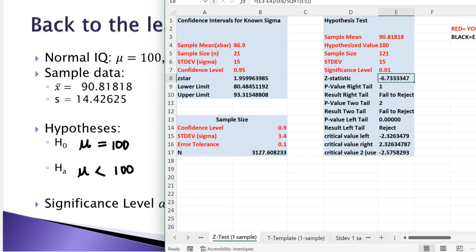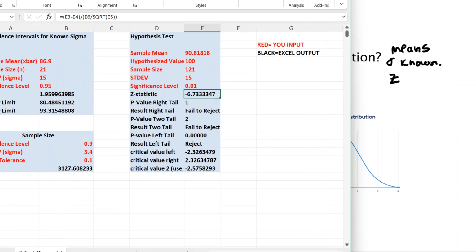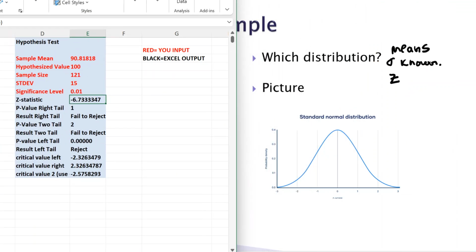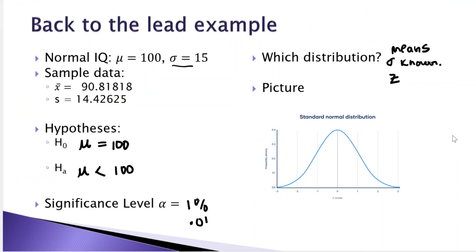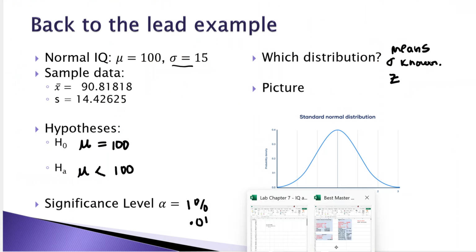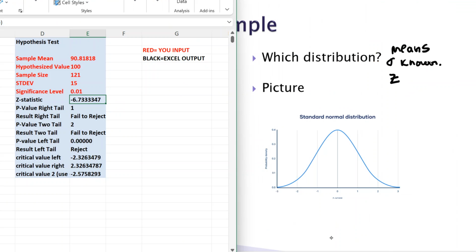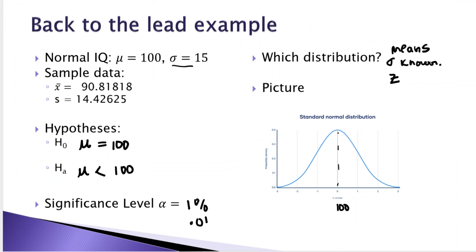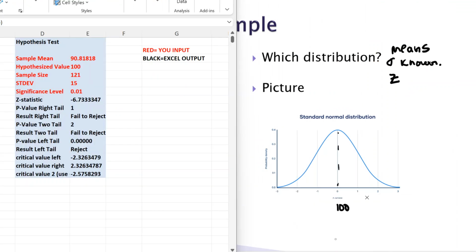So let's look at these values and see what they're telling us. I'm going to try and move this over here out of the way, and we're going to draw a picture. Our hypothesized value was 100. That goes right in the middle here, and that corresponds to a Z value of 0. Our Z statistic was negative 6.7. We're going to look at that later. Let's put our critical value and our alpha in. We decided we're doing a left tail.